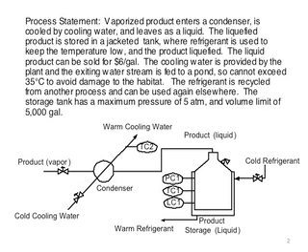The cooling water is provided by the plant and the exiting water stream is fed to a pond, so it cannot exceed 35 degrees Celsius to avoid damage to the habitat. The refrigerant is recycled from another process and can be used again elsewhere. The storage tank has a maximum pressure of 5 atmospheres and a volume limit of 5,000 gallons.